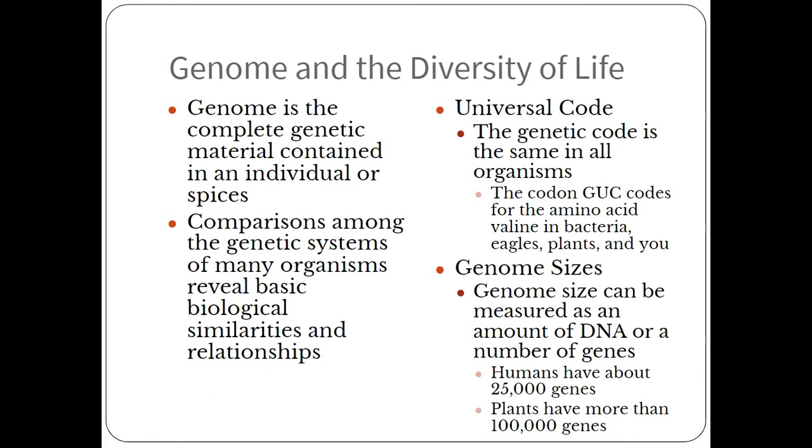The great part about all of this is that it shows how diverse life really is. It's a universal code made up of the same nitrogen bases, such as adenine, thymine, guanine, and cytosine for DNA, and for RNA, guanine, cytosine, uracil, and adenine. It's pretty crazy that we have this universal code that pretty much codes for the same amino acids. If we have the codon, and codons are found on mRNA, GUC, that also codes for valine in bacteria, eagles, humans, and plants.